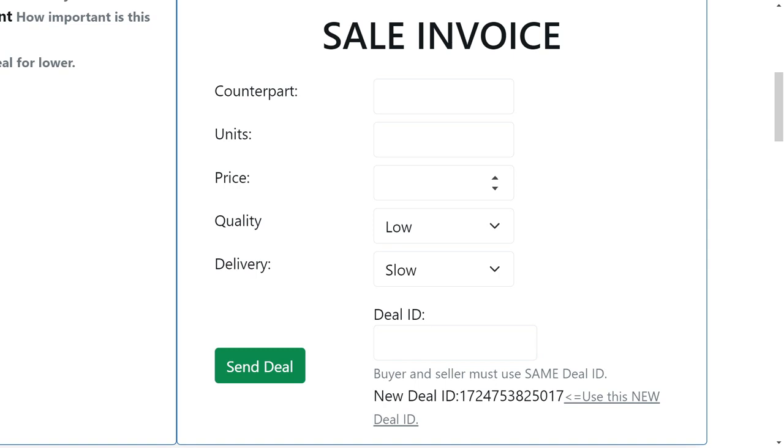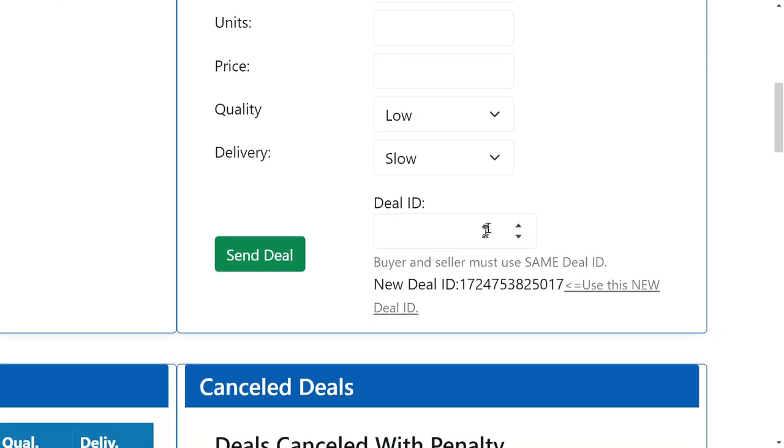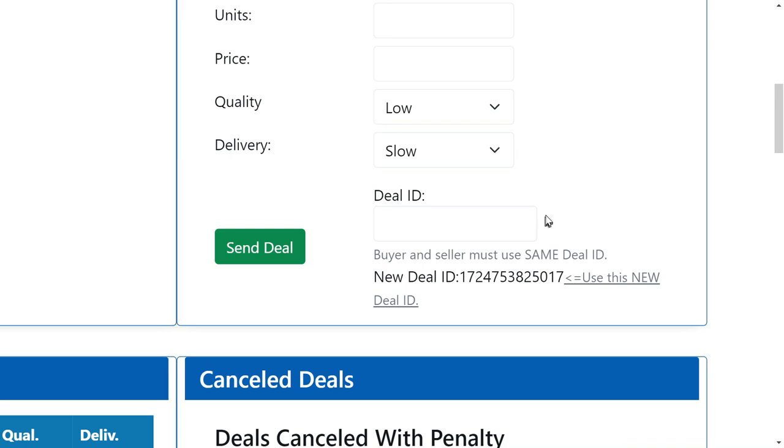Okay, then we can choose the quality. And the quality uses a drop-down menu. And we can choose the delivery. Delivery uses a drop-down menu. And then in here, this is a very important part. This is called the deal ID.